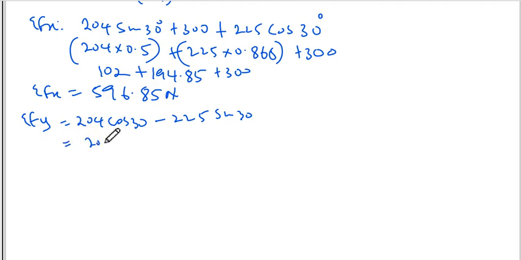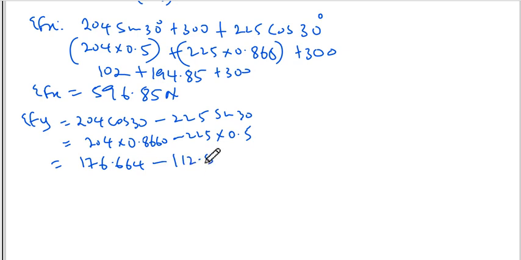So this is 204 times cos 30, which is 0.8660, minus 225 times 0.5. So this becomes 204 times 0.8660, that's 176.664, minus 225 times 0.5, that's 112.5. This gives us 64.164 newtons when you subtract it.